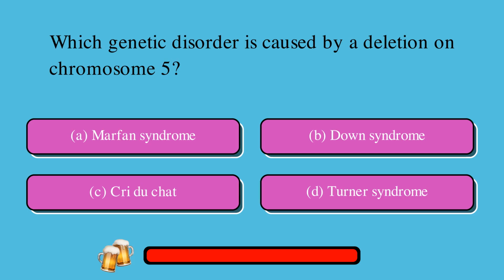Which genetic disorder is caused by a deletion on chromosome 5? A. Marfan syndrome, or B. Down syndrome, or C. Cri-du-chat, or D. Turner syndrome? The correct answer is C. Cri-du-chat.